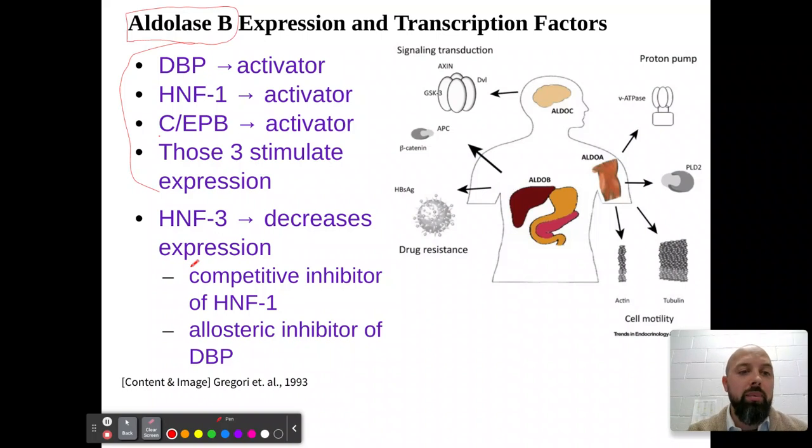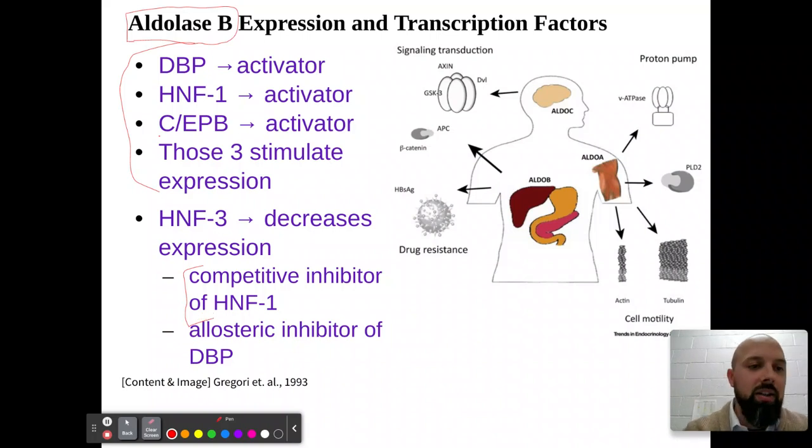It's a competitive inhibitor, so it's competing for the active site of HNF1. So they kind of antagonize each other. They compete for that same active site. So HNF1 activates, HNF3 deactivates or inhibits this process. And the other way it acts as an inhibitor is it's an allosteric inhibitor, so non-competitive now. We're not competing for the active site. We're going to bond somewhere else other than that active site and still stop DBP. It's an allosteric inhibitor of DBP, that other activator that we mentioned up above.